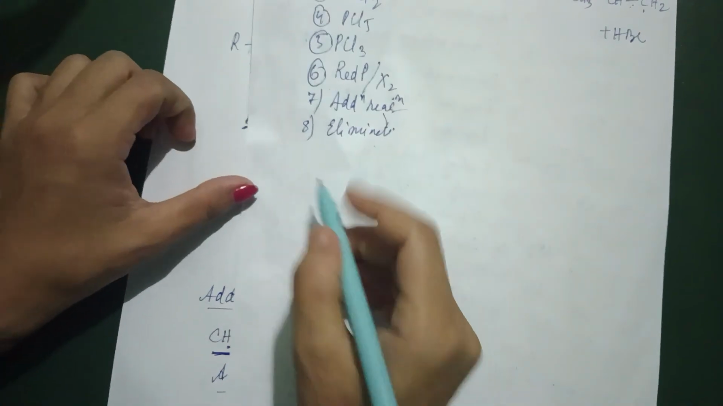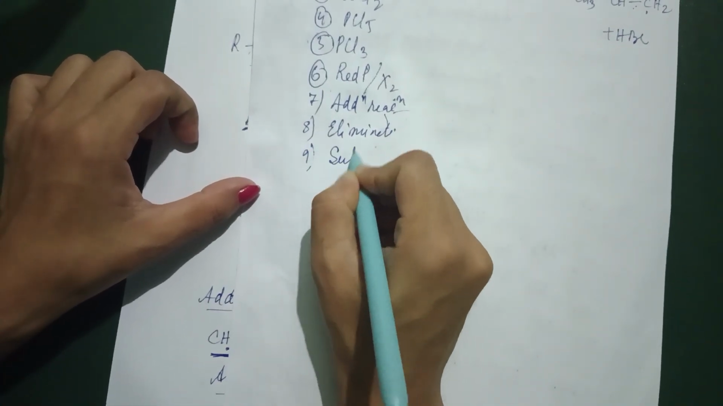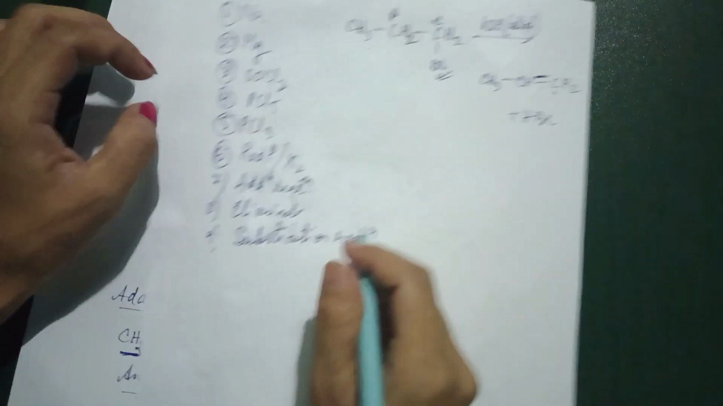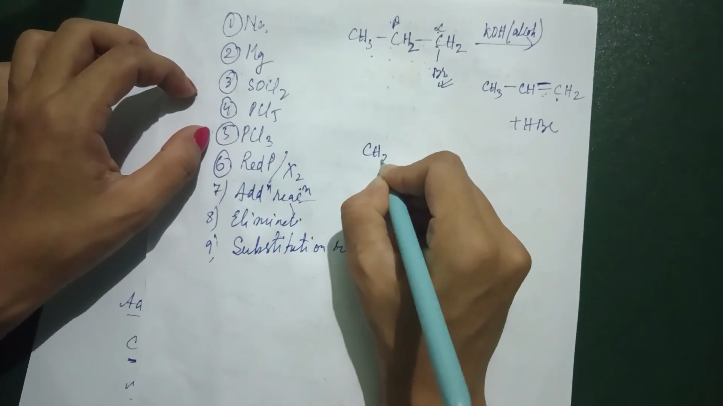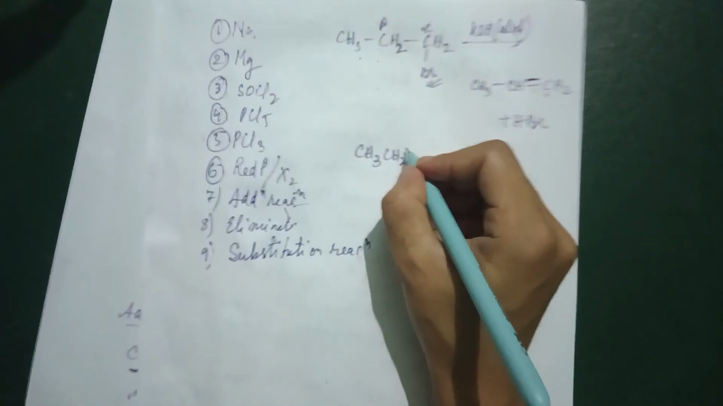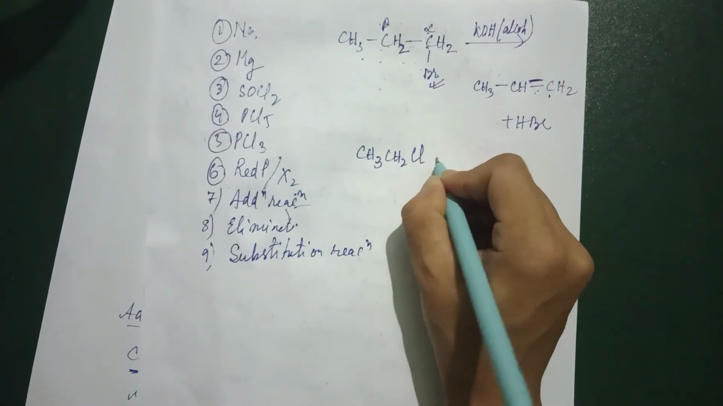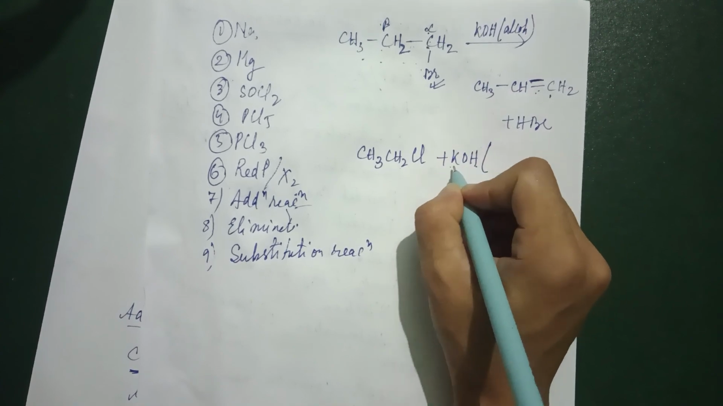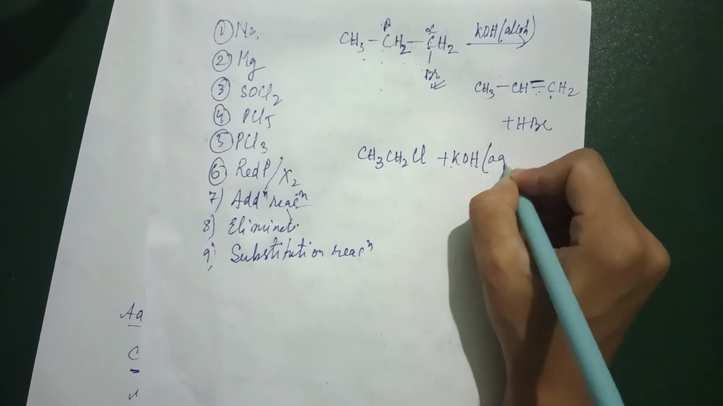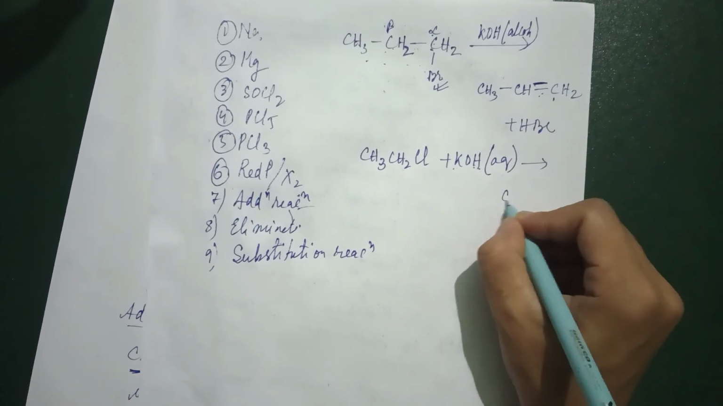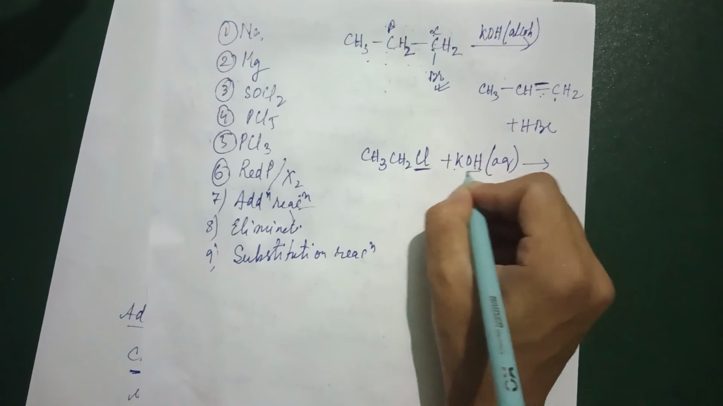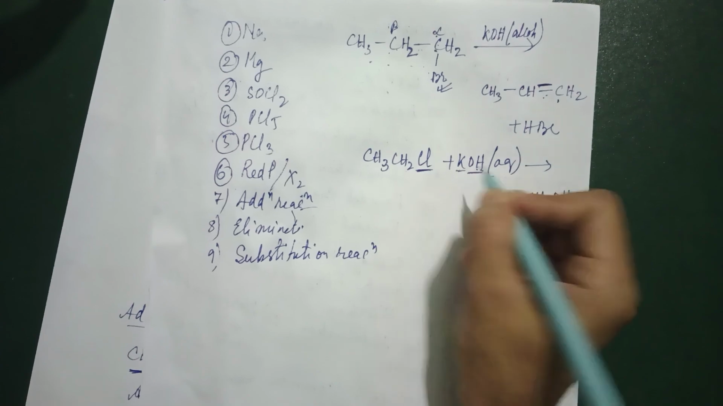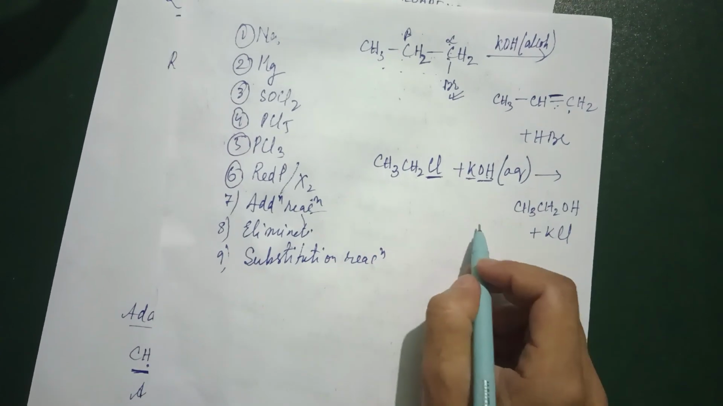Now we'll have another reaction, that is substitution reactions. When we say substitution reactions, let us take CH3CH2, an alkyl halide. I will take the same, but instead of alcoholic alkali hydroxide, it can be sodium hydroxide or potassium hydroxide, but here the condition should be aqueous. So the product will be a substitution, meaning the negative group will be replaced by another negative group. So CH3CH2OH, and what has remained? KCl.